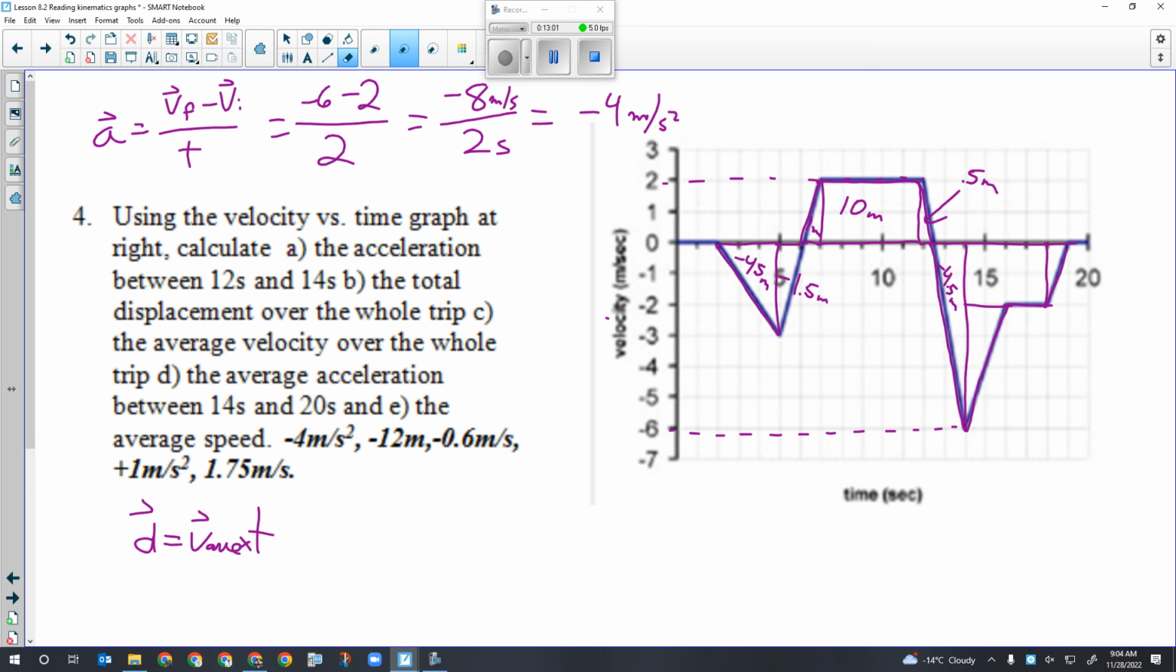This triangle here goes from -2 to -6, so it has a height of 4 and a base of 2. 4 times 2 is 8, divided by 2 is 4. So that one's -4 meters. This rectangle has a base of 1, 2, 3, 4, and a height of -2, so it's -8 meters. And then this triangle here has a base of 1 and a height of -2. -2 times 1 is -2, divided by 2 is -1 meter. So now I have all of those areas. Now I can add them all together.